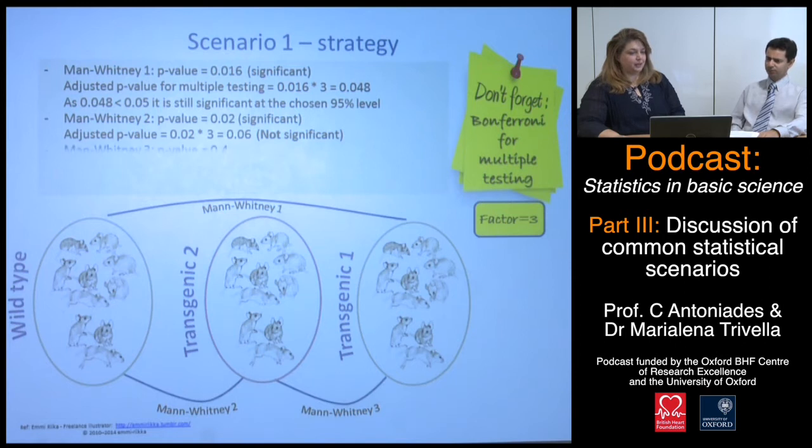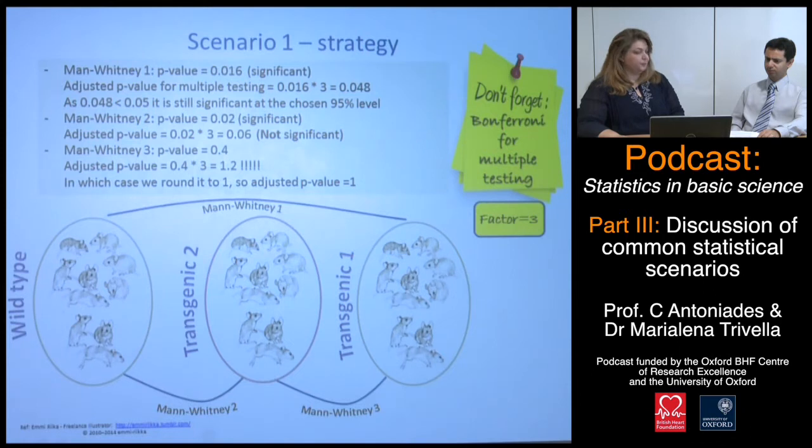Say from Mann-Whitney 3, we got a p-value of 0.4. If we adjust this and multiply by a factor of 3, we will have a p-value of 1.2. But in fact, this is impossible. We cannot have a p-value to exceed 1. This is because a p-value is actually a probability, and therefore we cannot have a probability that exceeds 1. In this case, what we do is we round everything down to 1.